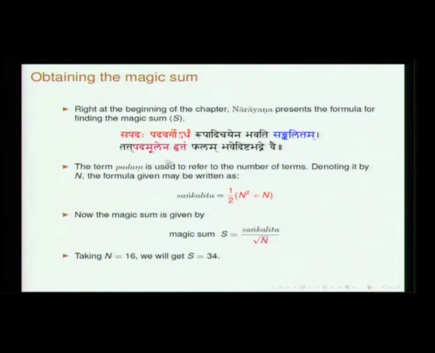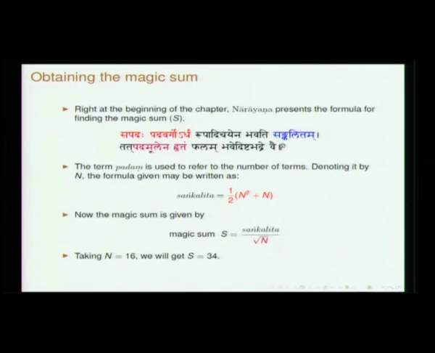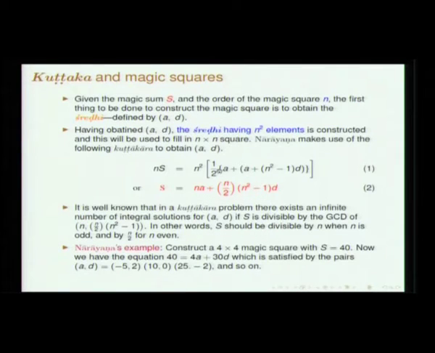Sapadaha means along with Pada. So basically he says (n square plus n) divided by 2. You can easily see that what you have is an arithmetic sequence, a series, and he is just giving that sum. Rupadi Chayena Bhavati Sankalitam Tat Padamulena Hritam Phalam. Phalam basically refers to the magic sum. Okay, so that is what it is.